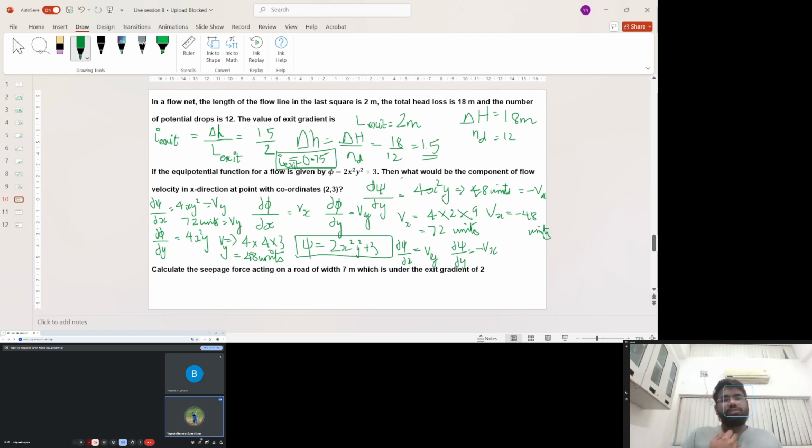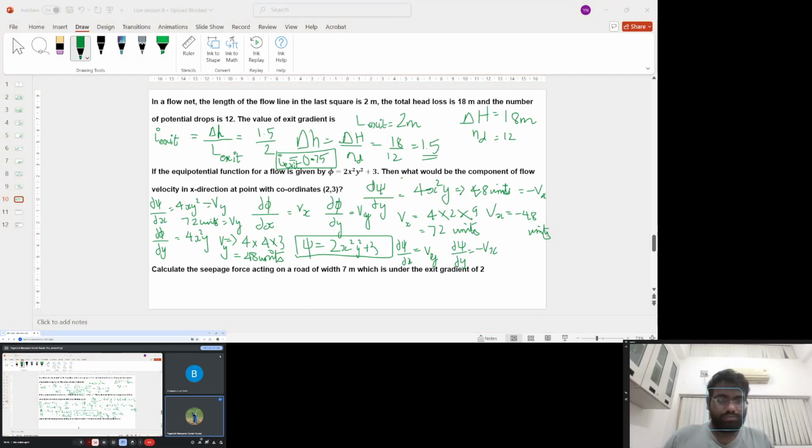So this is just to understand how, from the Laplace equations, these stream functions and potential functions are used to derive the velocity components. All right. Any doubts? If you have any doubts, you can get it clarified.